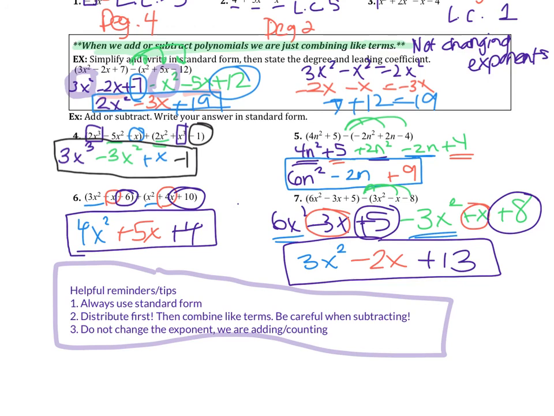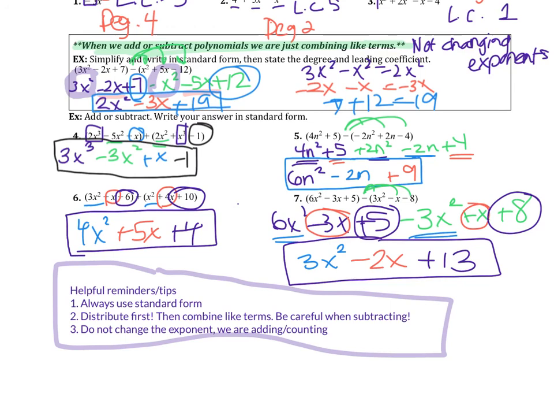And then lastly, don't forget that what we're doing is adding or subtracting when we're counting how many of something that we have. So we're not going to change the exponent. When we start talking about multiplying, we are in fact going to be changing the exponent. But when we're adding and subtracting, we're simply combining like terms.